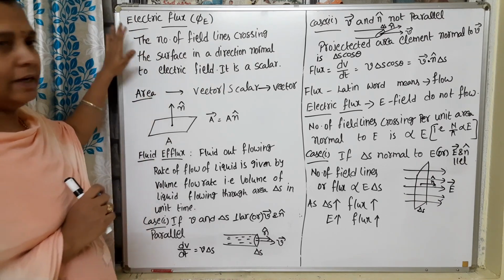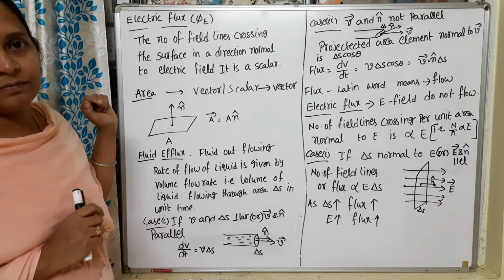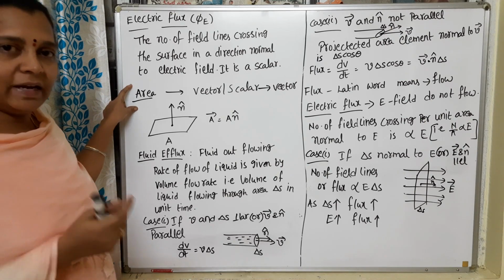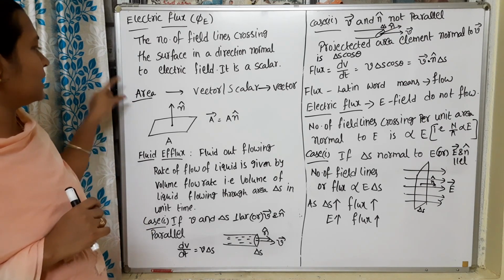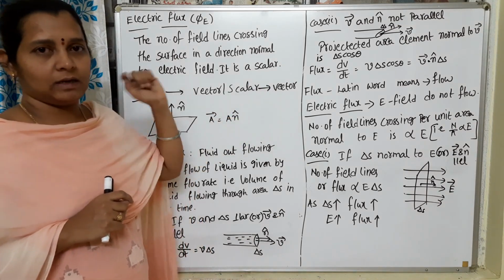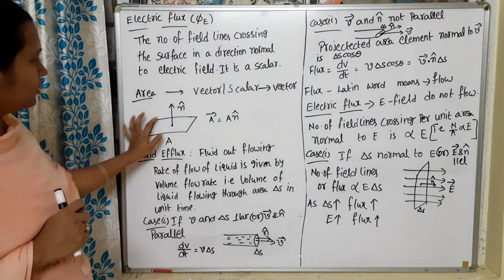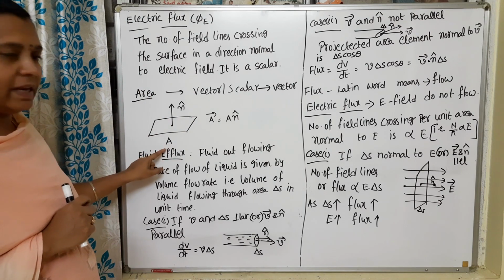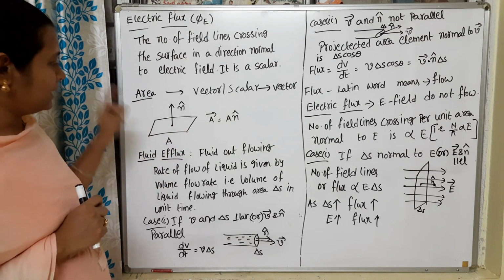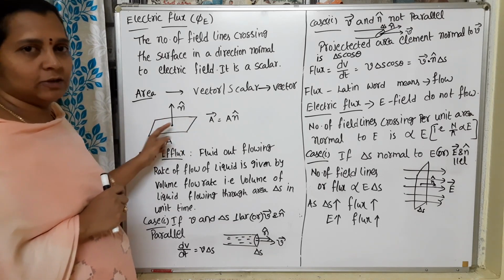Before going to the electric flux concept, let us consider area. Is area a vector or a scalar? Yes, area is a vector quantity. So if it is a vector, it must have both magnitude and direction. Let us consider a plane surface of area A. For this plane surface, the direction is indicated by drawing a normal to the surface.